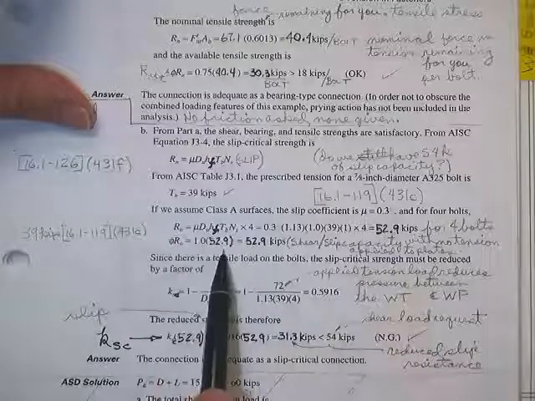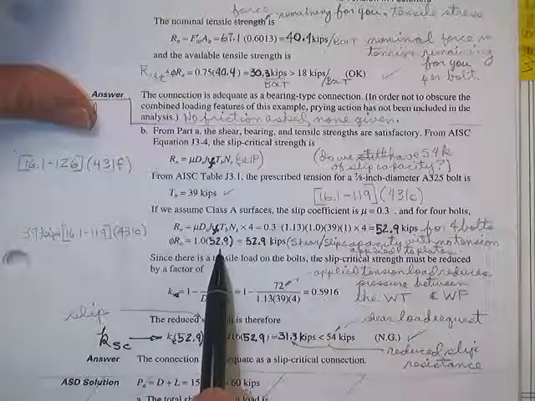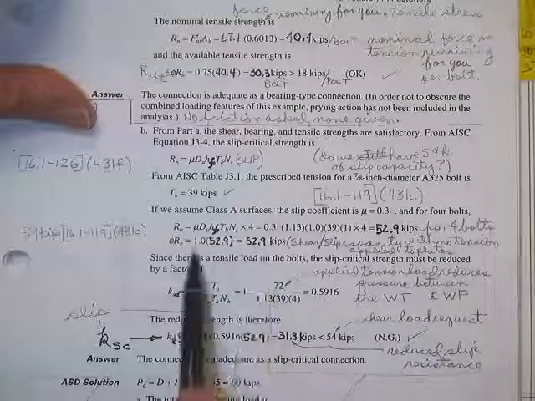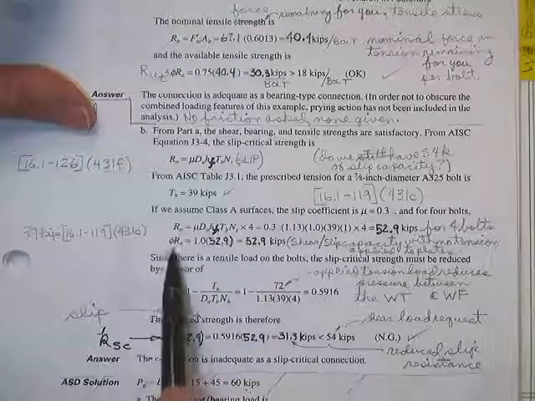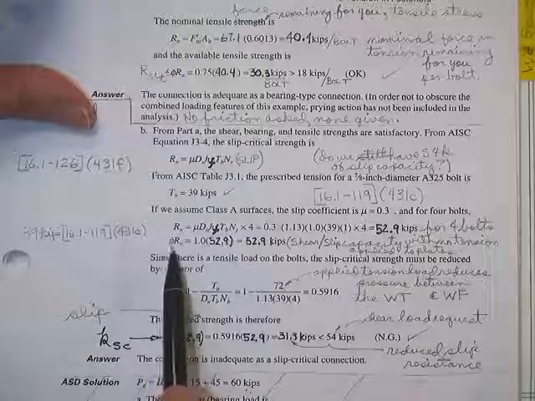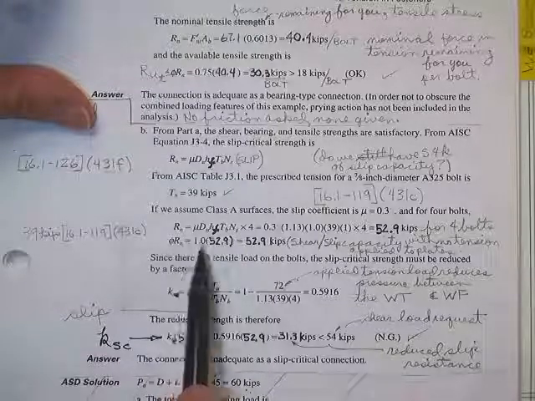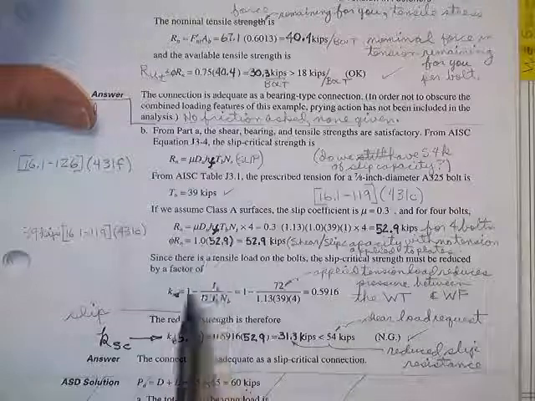Then phi times that. I was going to say, hey, what happened? It's still the same. That's right. Our phi was a 1 for slip, wasn't it? There's so little variation in there that they say you do not need to have a 0.9, a 0.75, 100%.